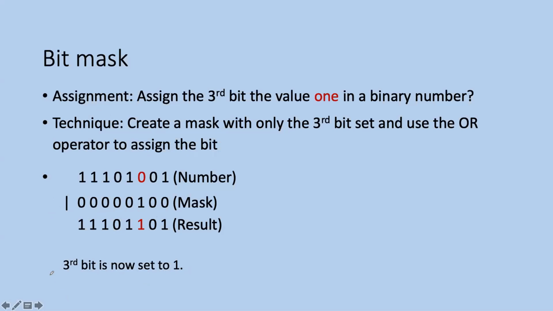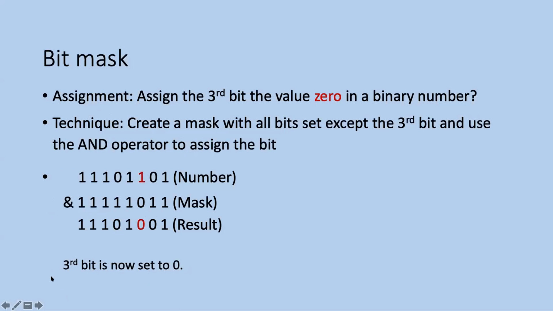All right, the next example: earlier we assigned 1, but now we'll assign the third bit the value 0.